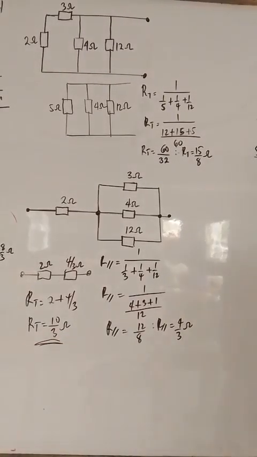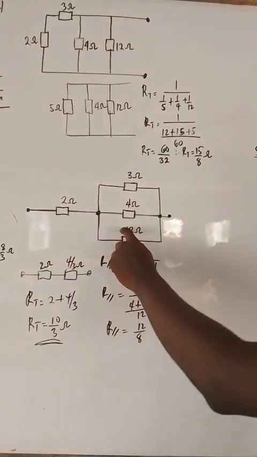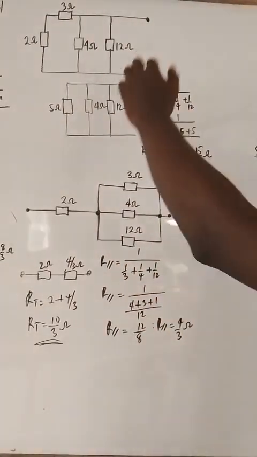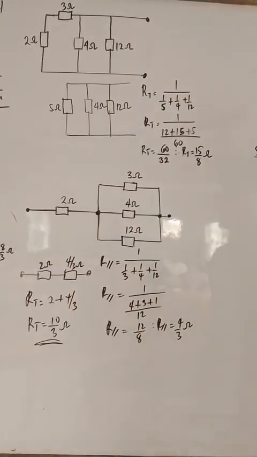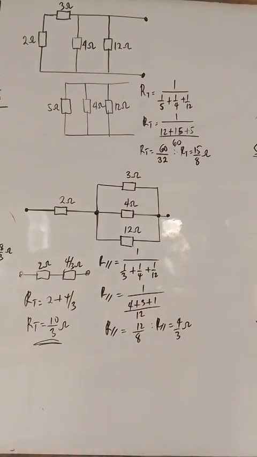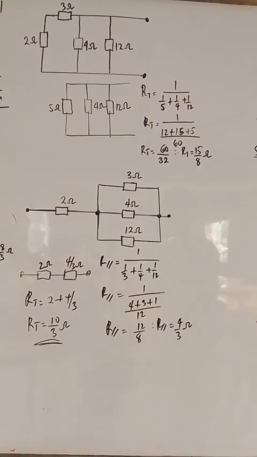Although when we check here, we have 2, 3, 4, 12, 2, 3, 4, 12, we have 4 equal resistors, but because the arrangements are different, the resistances are also different. So this one is about 2 point something, this is about 3 point something. So arrangement is very important and key. This is where I'm going to stop for today.